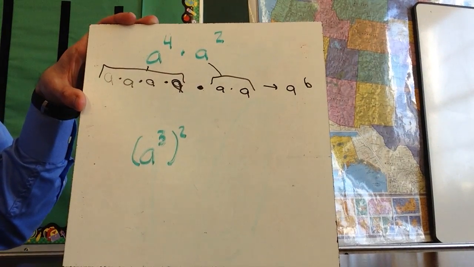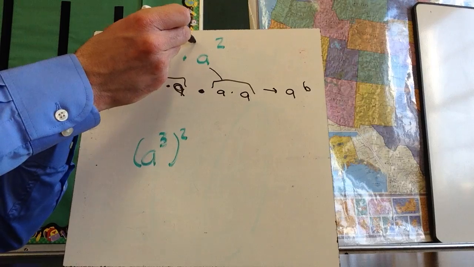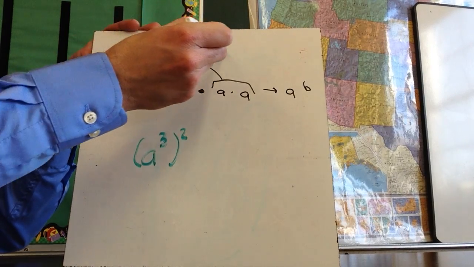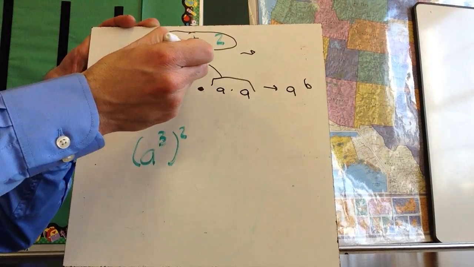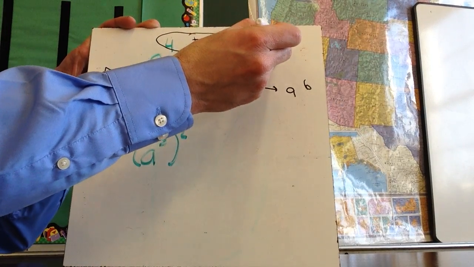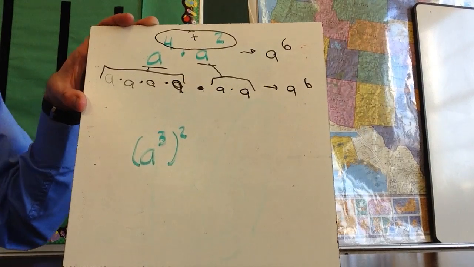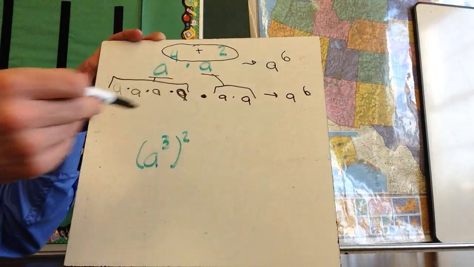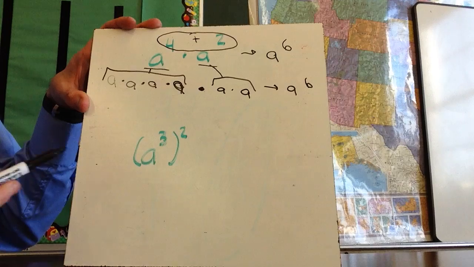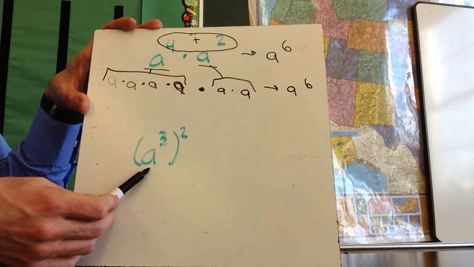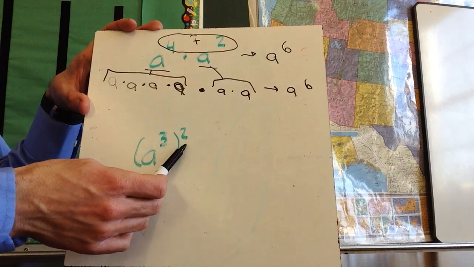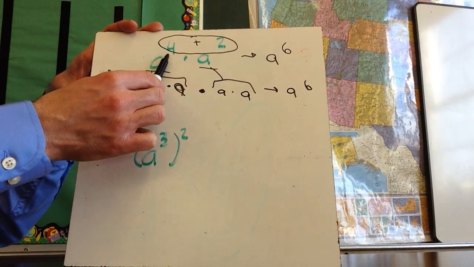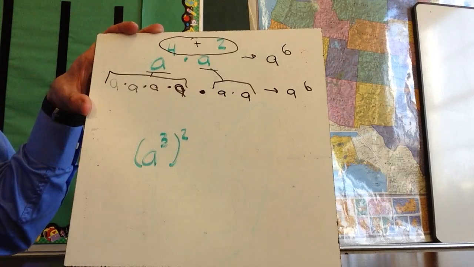So one shortcut that you can come up with is that I can take these two exponents and add them together, as long as the base is the same, and this is a to the sixth. So you don't just have to write out everything along the way. Now the problem is what happens when there's only one base. You'll notice the difference between this problem, which is a to the third and then all of that squared, as opposed to this, which was a to the fourth times a to the second.